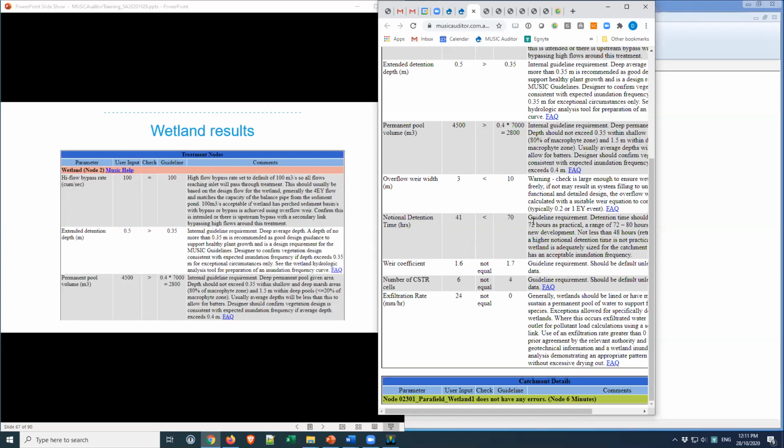Notional detention time, okay, so 41 hours. This is obviously a problem. They haven't even tried to get it to the 48 hours. You'd go back and ask them, hey, what's going on here? We'd like to see this at the 72-hour target, thank you. And if there's particular reasons, you might consider allowing that to be less than that. But otherwise, you'd be aiming for that 72 hours.